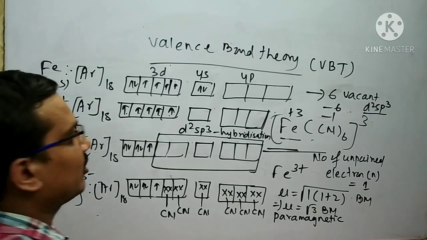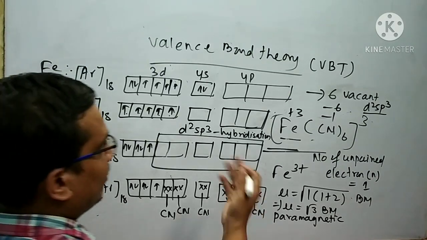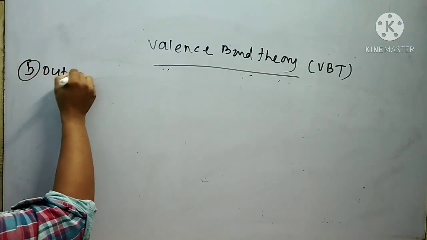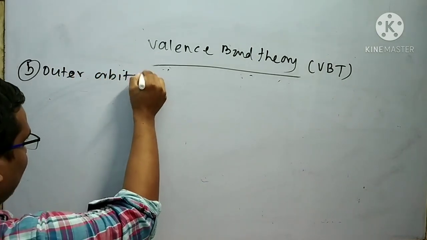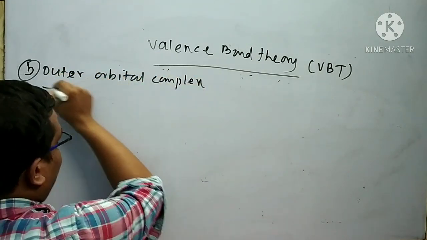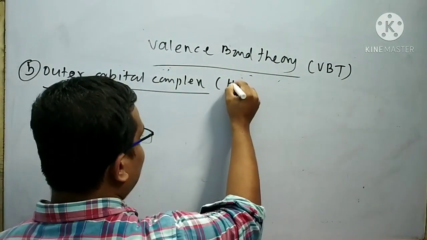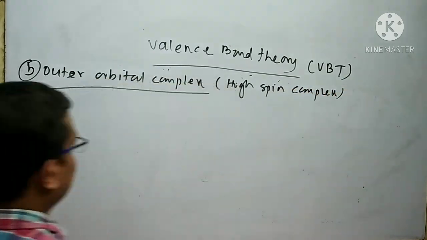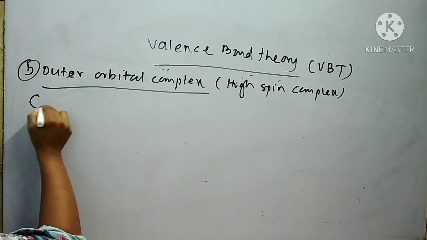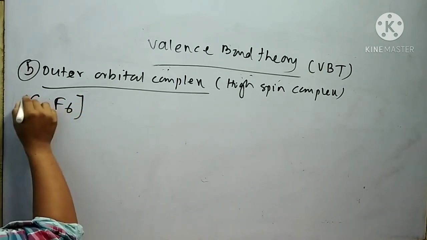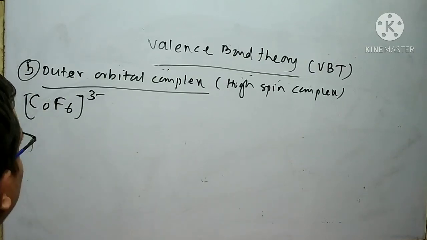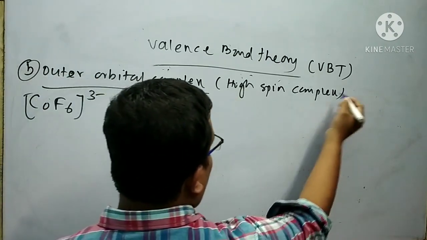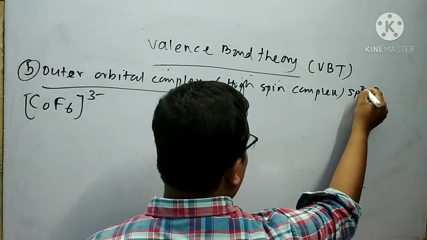You can explain other inner orbital complexes with the help of this. Now I will explain the outer orbital complex. Outer orbital complexes are generally high spin complexes. Let me explain this with an example. [CoF6]3-. For the formation of outer orbital complex, generally we need sp3d2 hybridization.